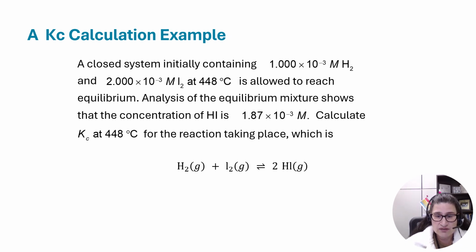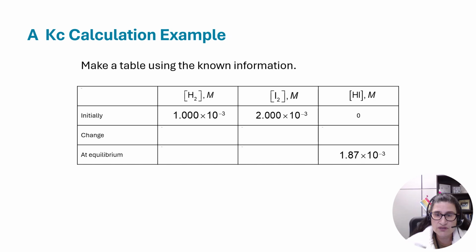So in this case, what we're going to have to do is set up what's called an ICE chart. And ICE stands for Initial, Change, Equilibrium, ICE. And we're going to put our reactants and then our product. So I've given the initial concentration. We were also supplied with the initial of the I2, and we didn't have any of the HI. They did, however, give me the equilibrium concentration of HI.